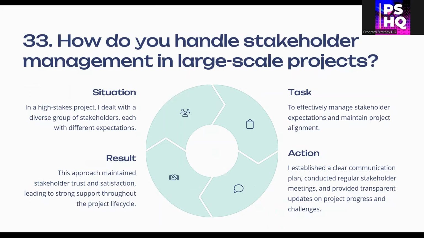Using the STAR framework. Situation: in a high-stakes project, I dealt with a diverse group of stakeholders, each with different expectations. My goal was to effectively manage stakeholder expectations and maintain project alignment. Action: I established a clear communication plan, conducted regular stakeholder meetings, and provided transparent updates on project progress and challenges. Result: this approach maintained stakeholder trust and satisfaction, leading to strong support throughout the project lifecycle.